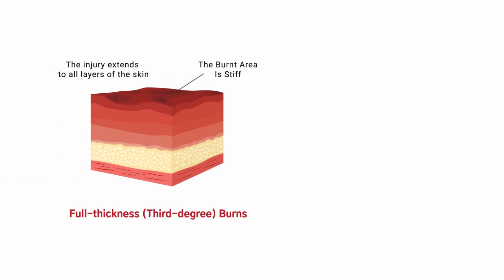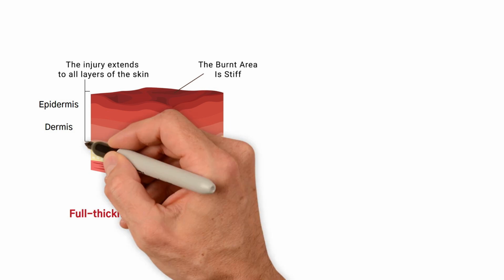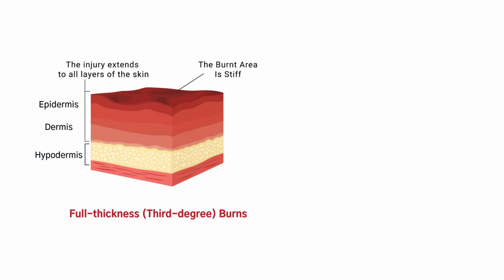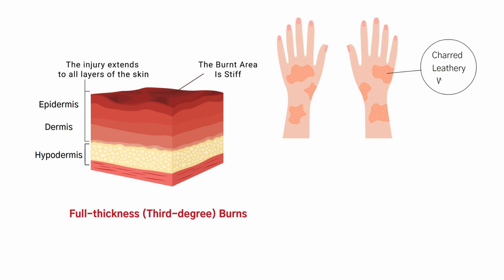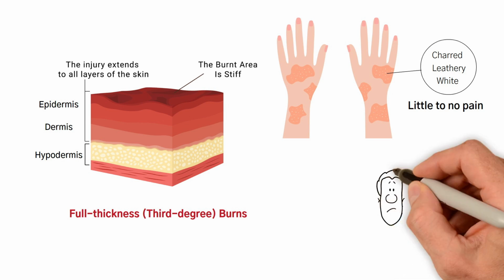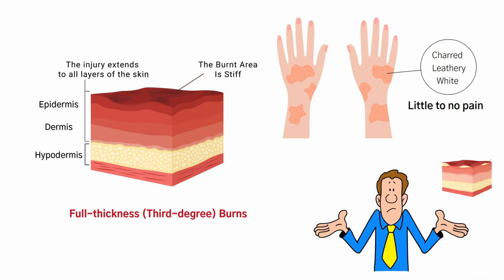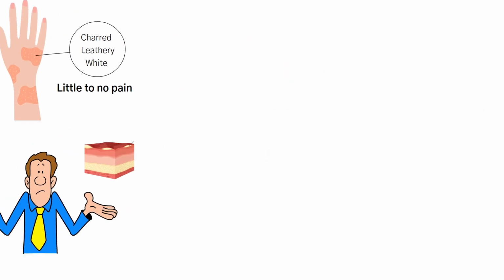Full-thickness burns, or third-degree burns, penetrate through the epidermis and dermis, reaching the subcutaneous tissue, also called the hypodermis. The affected area may appear charred, leathery, or white, with little to no pain due to the fact that the nerves have been burned and destroyed. However, patients with a combination of second-degree and third-degree burns may still present with pain.